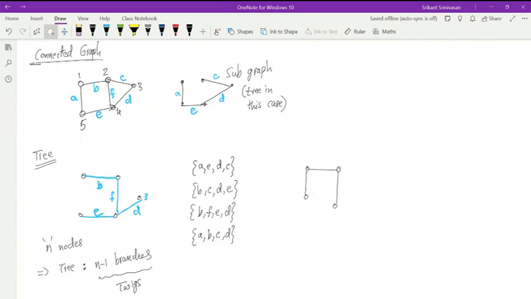For example, now I'm saying that this is a tree, but there is something called a co-tree. A co-tree is equal to the original graph, the original network, whatever you had, minus the tree. So if I say that this is the tree, then the set of branches which are missing here together form the co-tree. So tree plus co-tree gives the original connected graph.